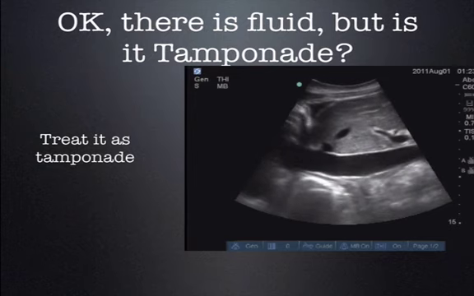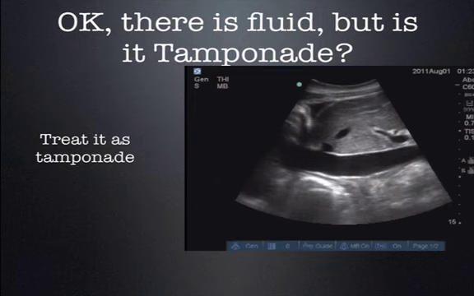So in summary, circumferential pericardial effusion with dilated, non-collapsible IVC, we're going to treat it as pericardial tamponade. We're not going to spend time looking for right atrial diastolic collapse. We're not going to spend time looking for right ventricular diastolic collapse. We're going to go ahead and call a pericardiocentesis tray to the bedside.